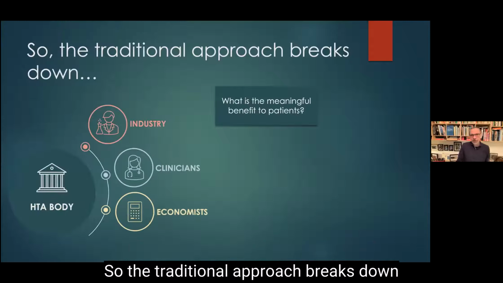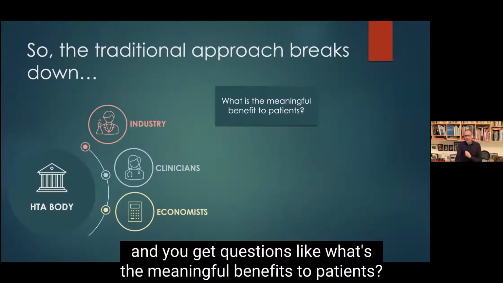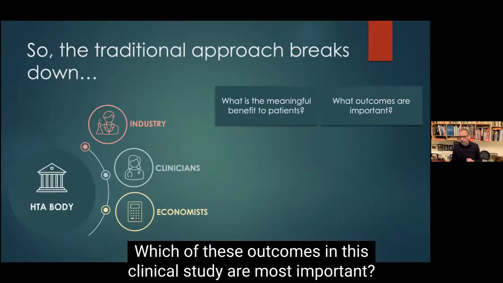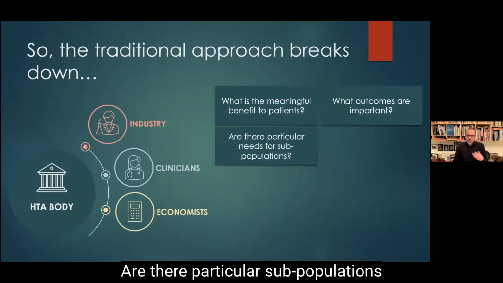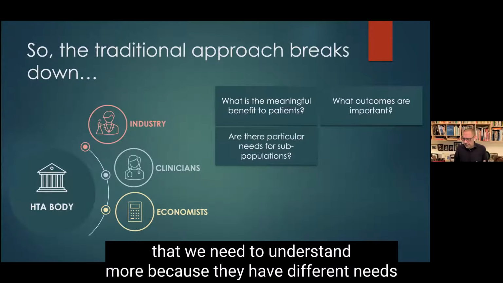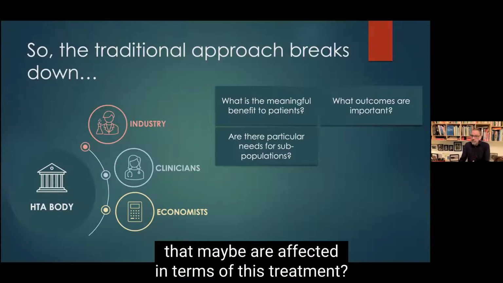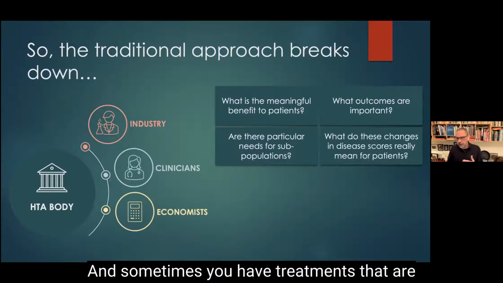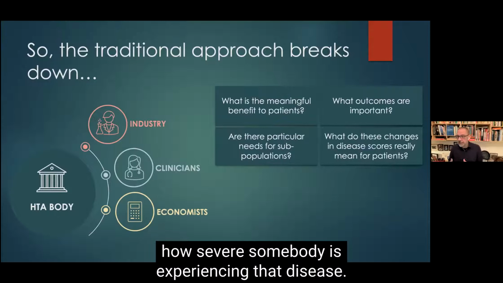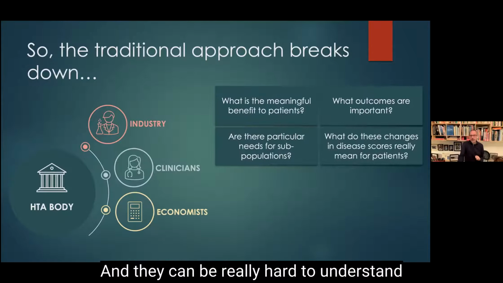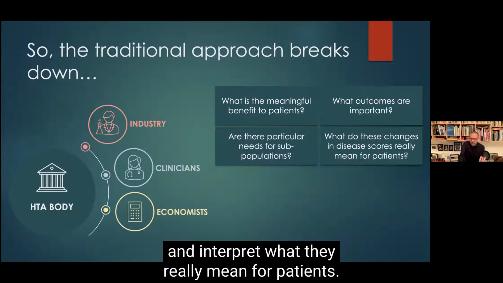So the traditional approach breaks down and you get questions like: what are the meaningful benefits to patients? Which of these outcomes in this clinical study are most important? What should we as a committee focus on? Are there particular subpopulations that we need to understand more because they have different needs that may be affected by this treatment? And sometimes you have treatments for diseases with disease scores that measure how severe the disease is for somebody, and they can be really hard to understand and interpret, and to know what they really mean for patients.